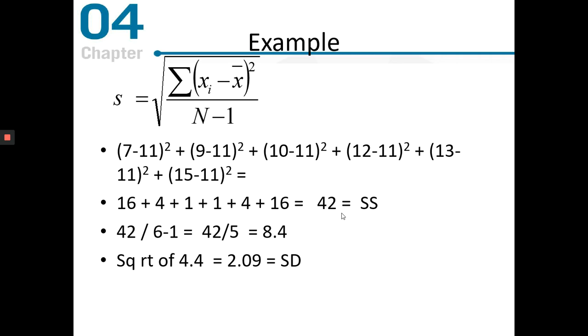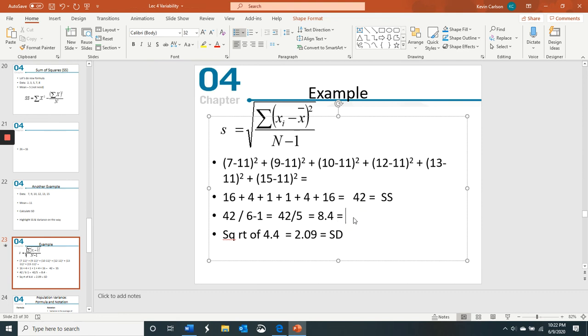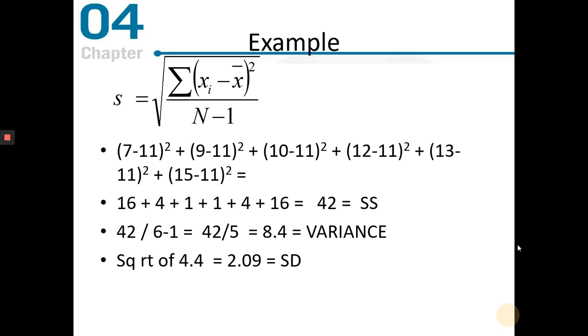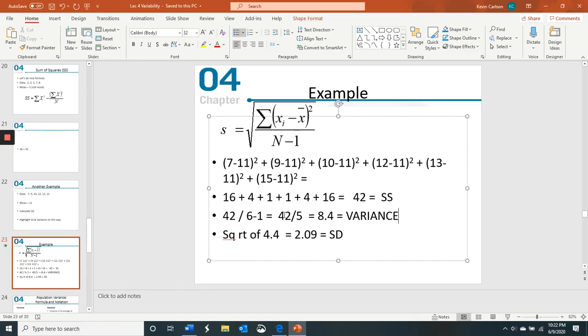Then we have to take 42 and divide it by n minus 1. N was 6. 6 minus 1 is 5. So 42 divided by 5 is 8.4, and I'm going to put this here. That is the variance. Remember, all that stuff in the middle of the square root is the variance. 8.4 is the variance, and sorry about that. This thing is off. I'll correct it.